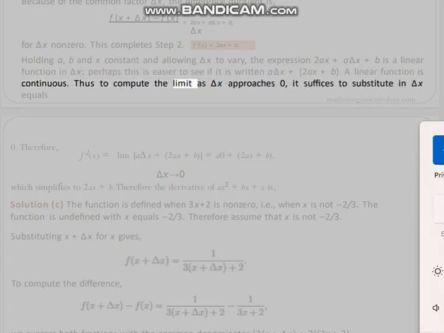Thus, to compute the limit as delta x approaches 0, it suffices to substitute in delta x equals 0. Therefore, f'(x) equals 2ax plus b.